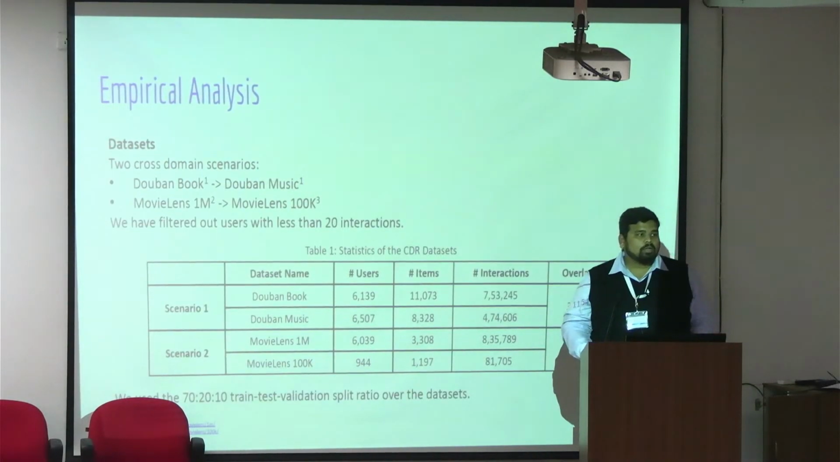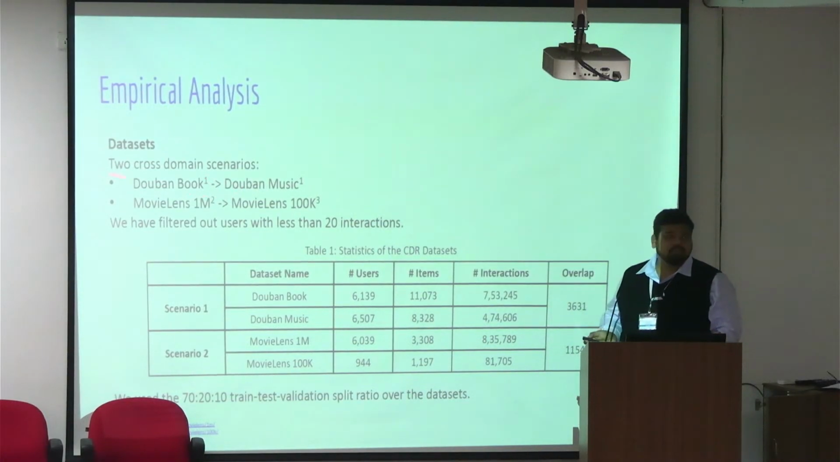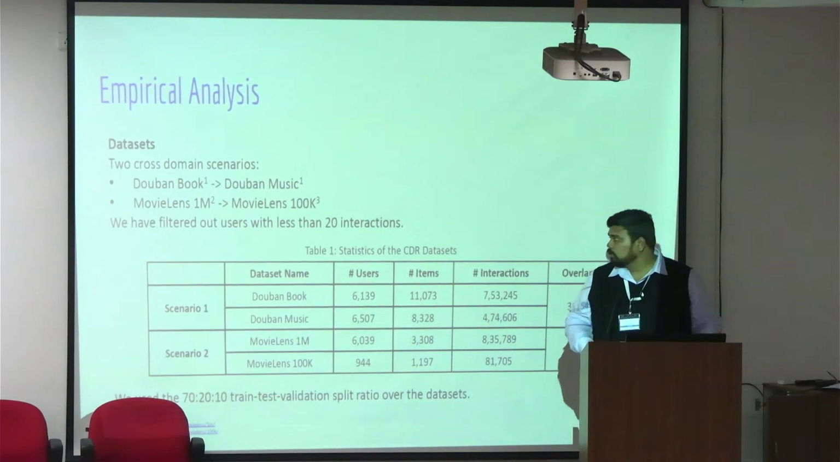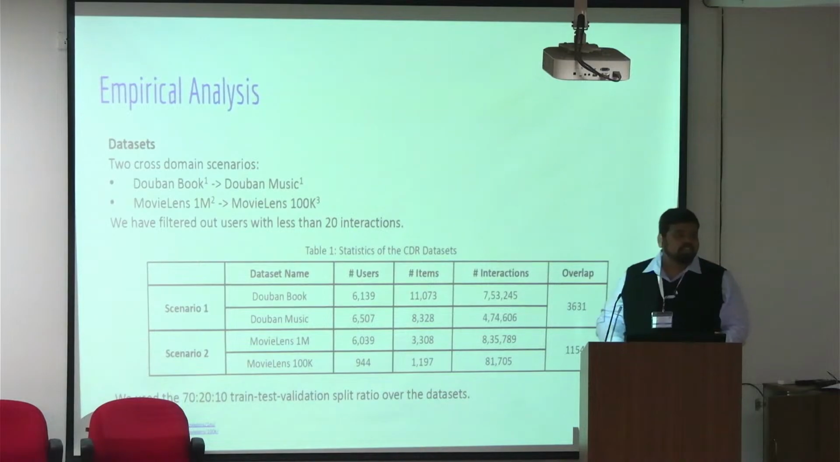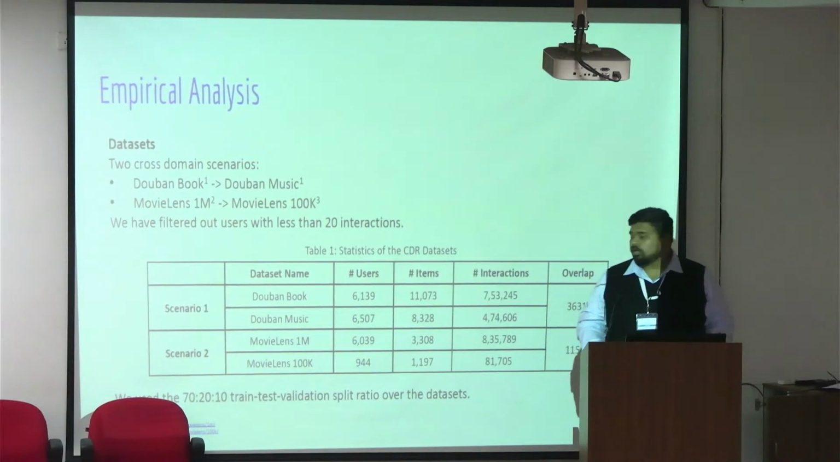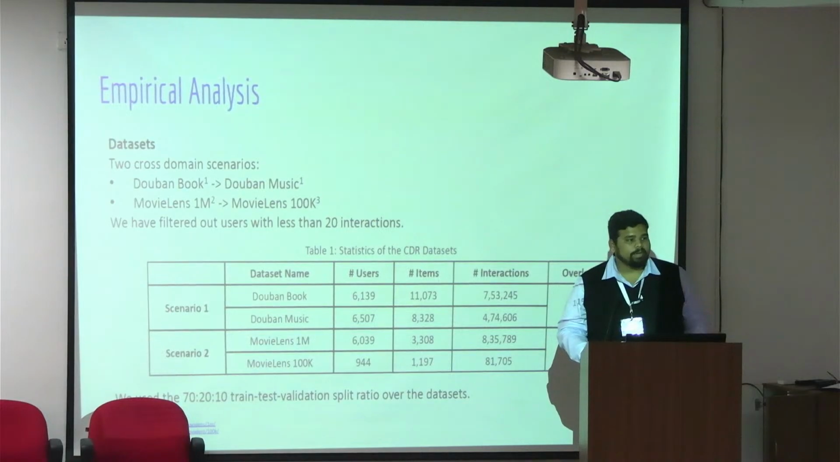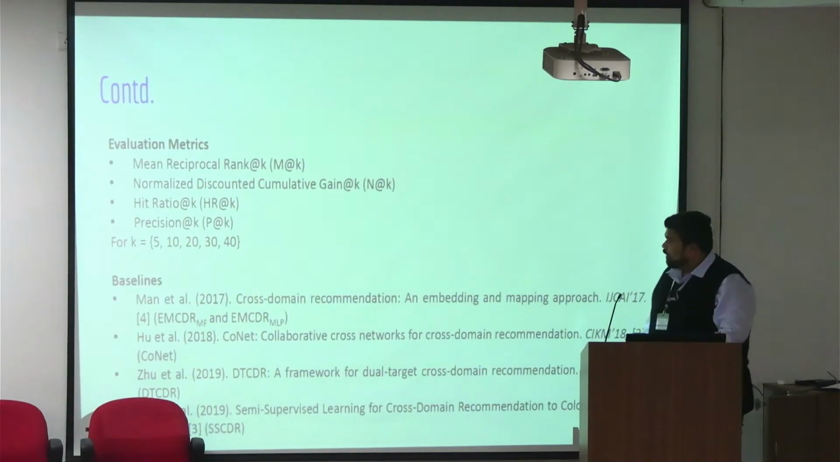For evaluating our framework, we consider two scenarios. One is Douban Book to Douban Music, where we have overlapping users, and the MovieLens 1 million dataset to MovieLens 100K, where we have overlapping items. We have filtered out users with less than 20 interactions, and we have used a 70-20-10 train, test, validation split. We considered these 4 evaluation metrics and have compared our method with these 5 baseline methods.